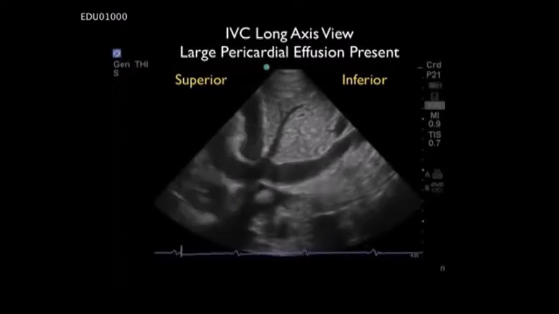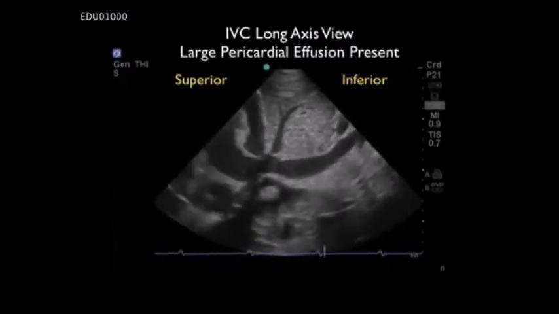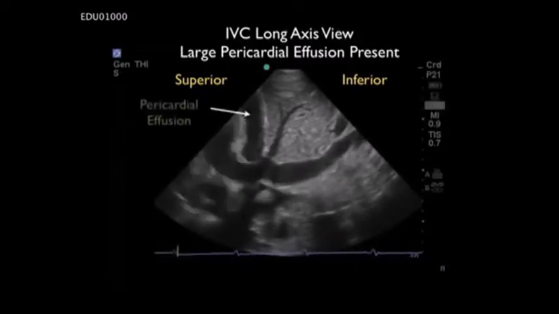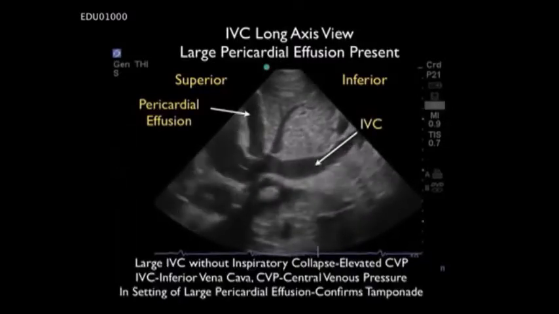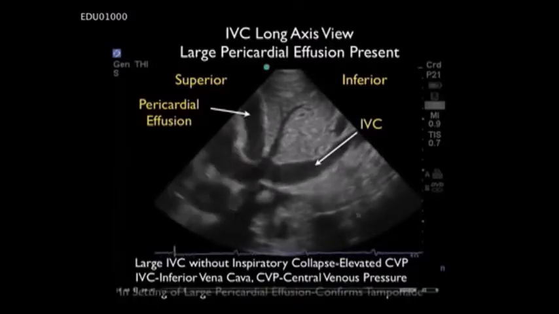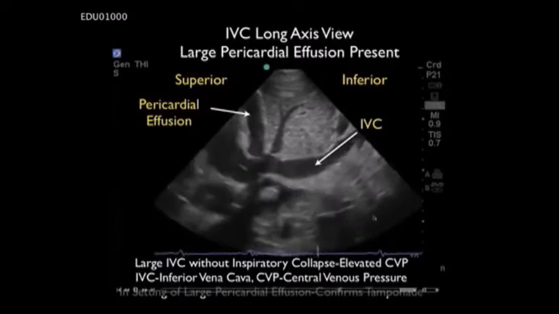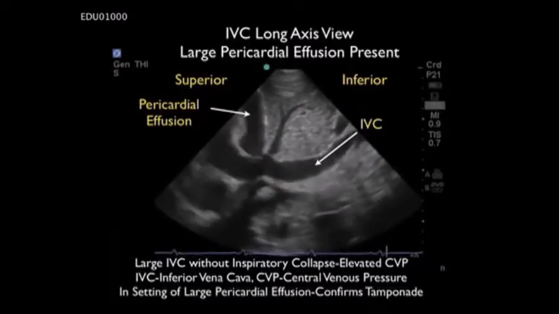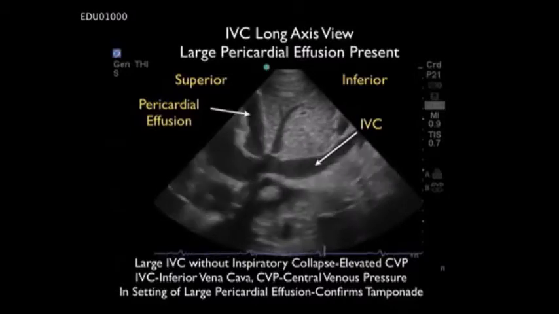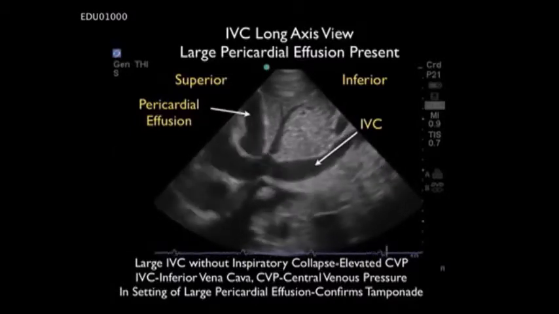We'll confirm those findings by swiveling the probe to the long axis configuration, superior to the left, inferior to the right. Again, we see the heart with a large pericardial effusion. Notice here we see the IVC that's relatively distended or plethoric, greater than 2 centimeters, just distal to that hepatic vein, and notice the little respiratory collapse of the IVC with inspiration, indicating a relatively high CVP and the potential for early tamponade physiology in this patient.